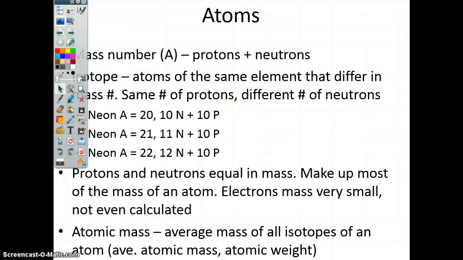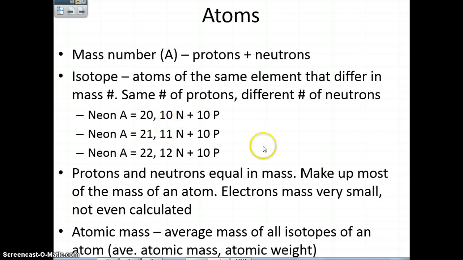There's the periodic table again. Okay. The mass number is the number of protons plus neutrons. There are isotopes. An isotope is an atom of the same element that differ in mass number. Same number of protons, different in the number of neutrons. There's some examples there.